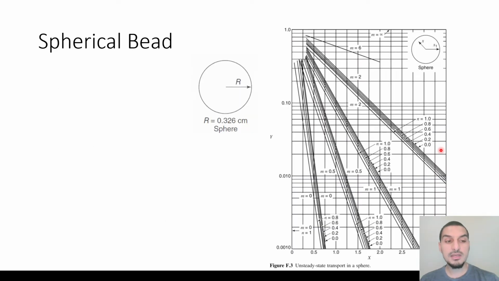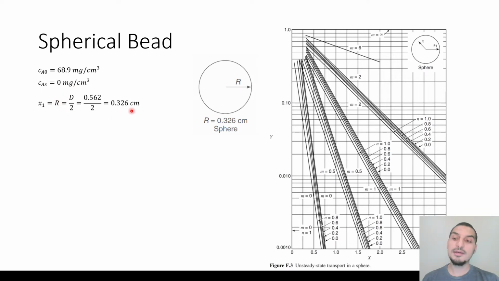So I have here the chart for the sphere, and I will put the inputs that I have. So I know the initial concentration, CA node, the 68.9. I know the concentration at the surface. It's gonna be 0 milligram per centimeter cube. I know that x1 is, as it says here, the radius, so it's gonna be 0.326. And I know the diffusion coefficient, and I know the time is 48 hours.